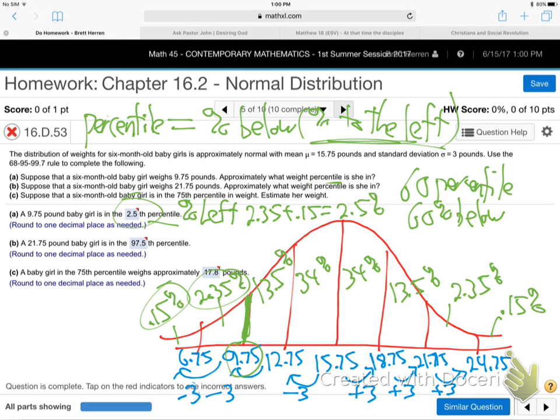Anyway, it's just the percentage, but percentile means it's very rare, right? That's a pretty low weight. Only 2.5% are less than that.